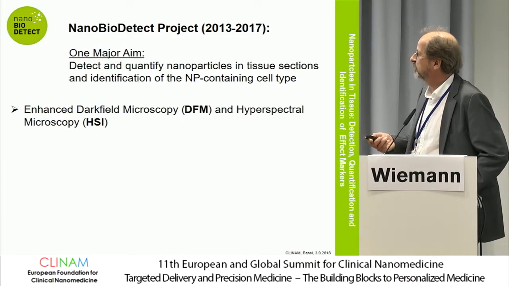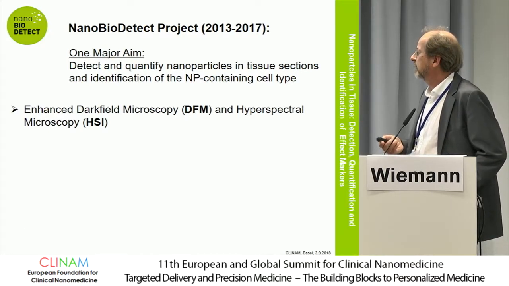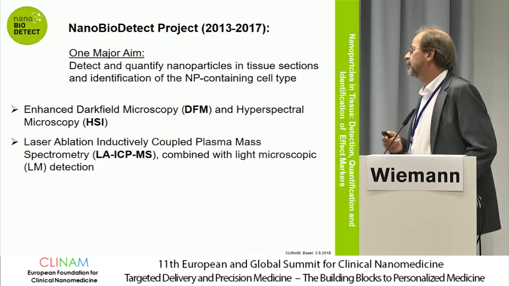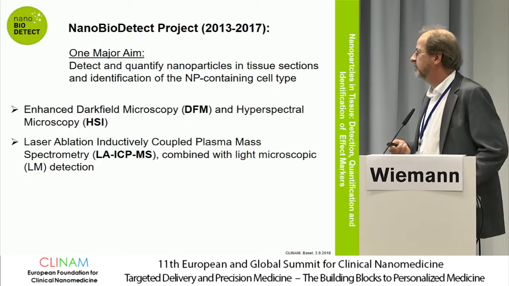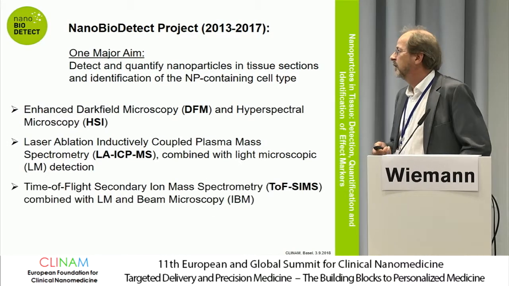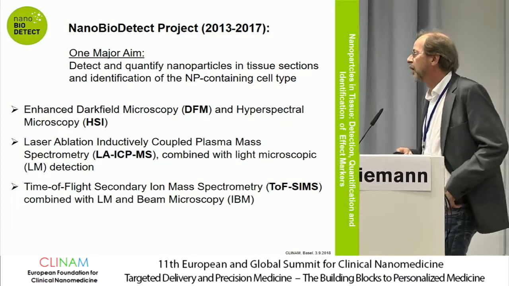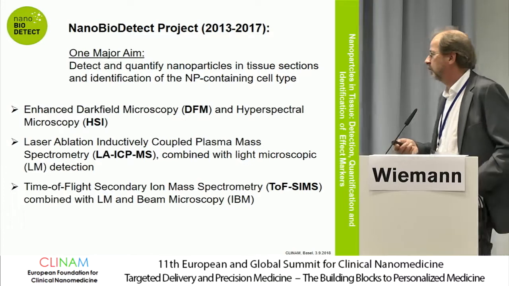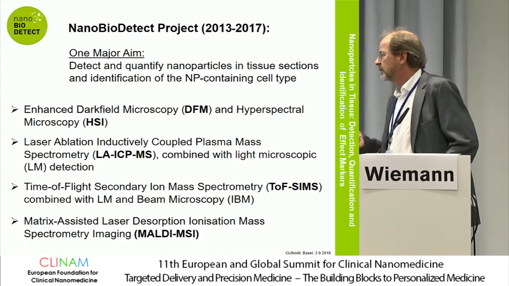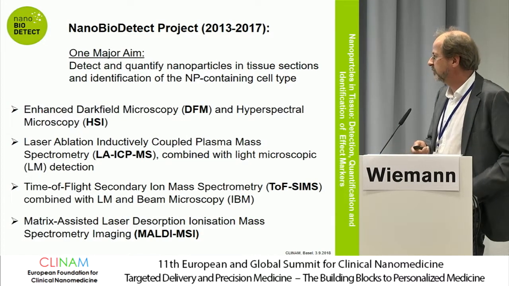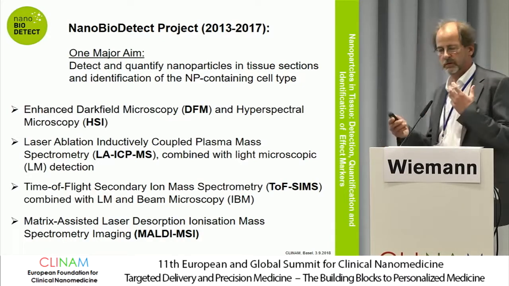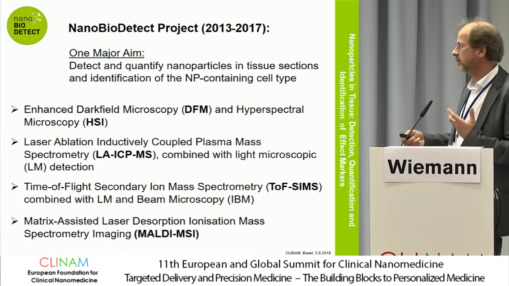The first I would like to talk about is the enhanced dark field microscopy, DFM, combined with hyperspectral microscopy. The second one is laser ablation inductively coupled plasma mass spectrometry, LA-ICP-MS, which is a nice method to be combined with light microscopic detection and others. The third one is time of flight secondary ion mass spectrometry, TOF-SIMS, which we show combined with light microscopy data and also with ion beam microscopy data. And last but not least, a short glimpse on what is possible with MALDI-MS, matrix-assisted laser desorption ionization mass spectrometry imaging, which is not well suited to detect nanoparticles, but it's nice to look at metabolic changes in tissues.